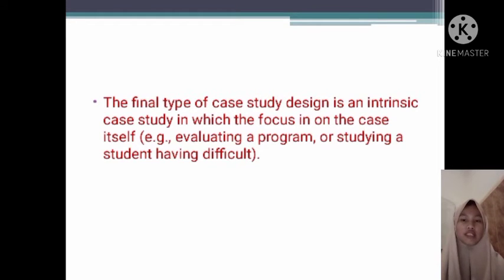The final type of case study design is the intrinsic case study, in which the focus is on the case itself. For example, evaluating a program or studying a student having difficulty.